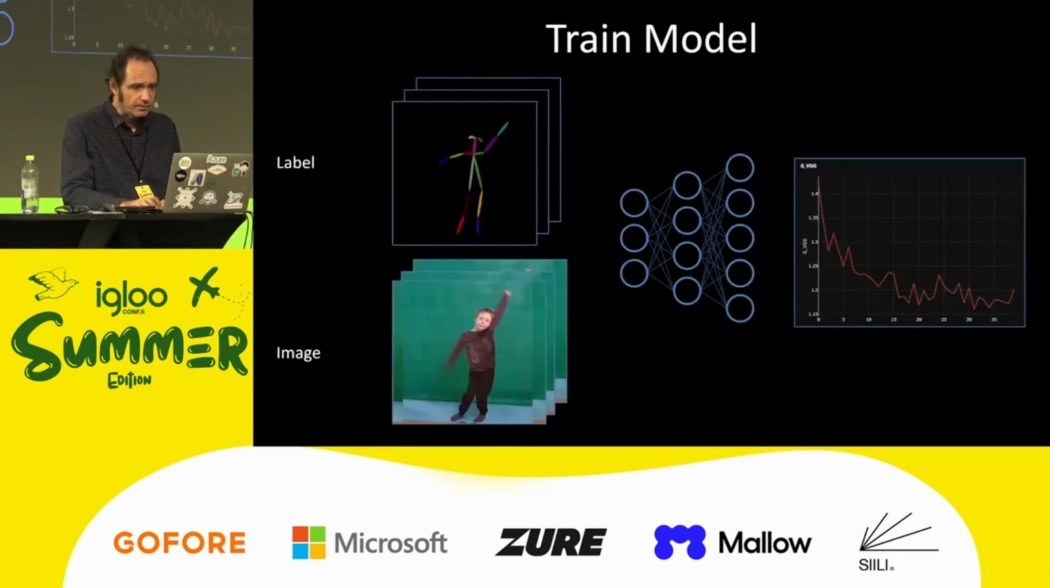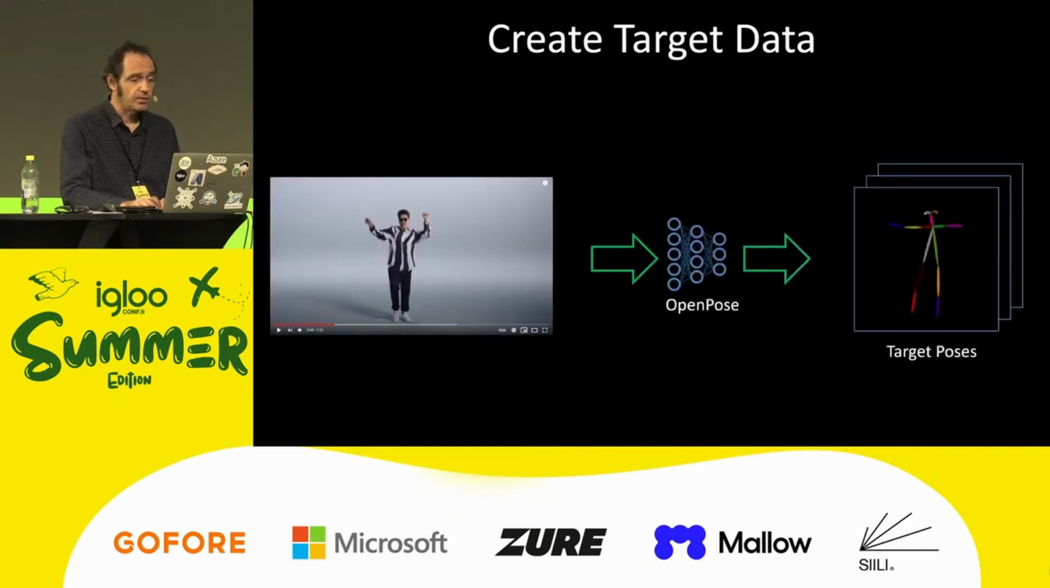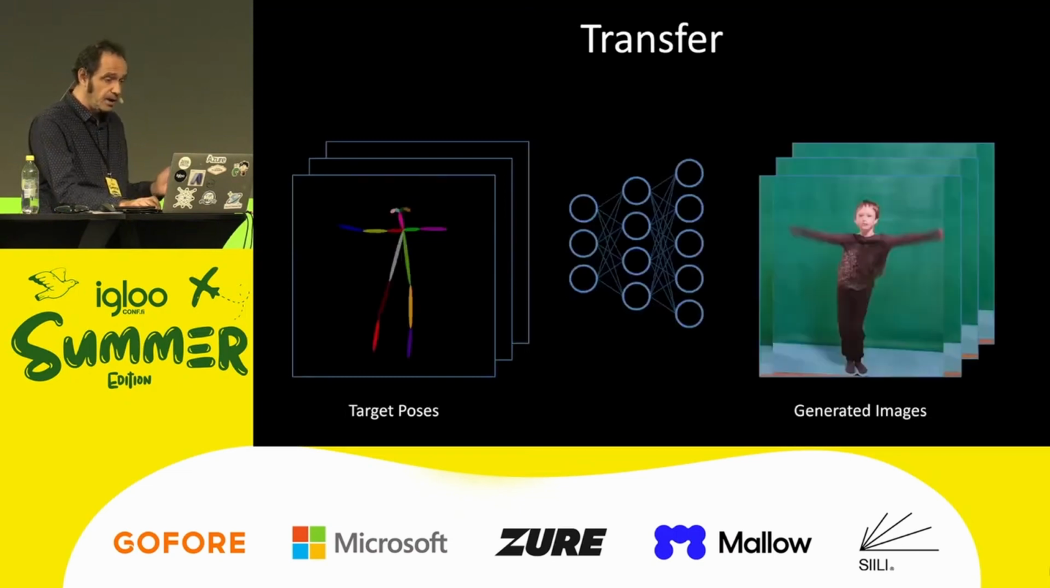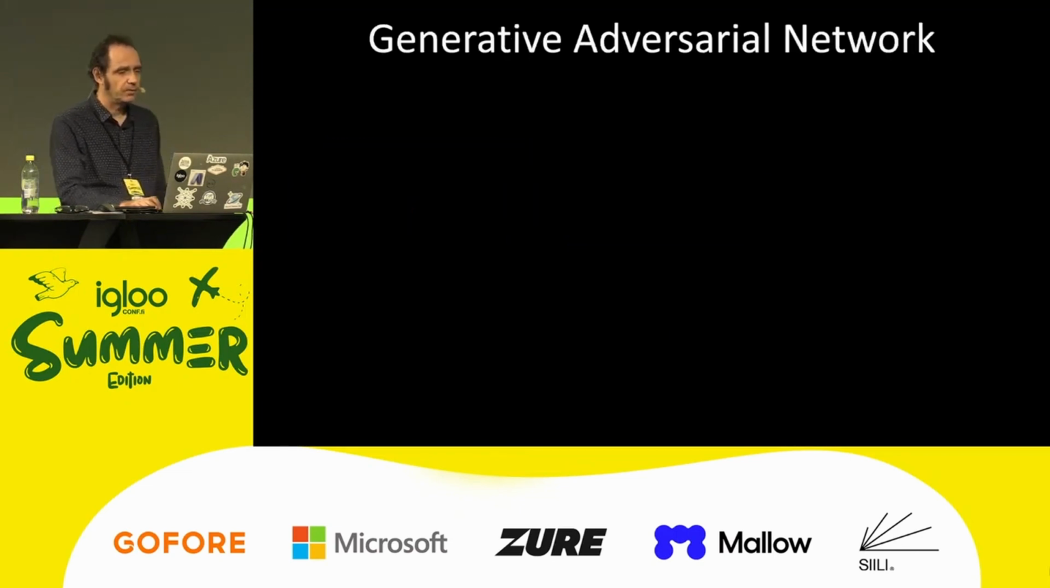It does take a long time, as I mentioned there, to train the model. Creating the target data, you just take Bruno Mars and you basically generate the Bruno Mars poses, and then you do the transfer by taking the target poses to generate the images and then convert that into a video file.